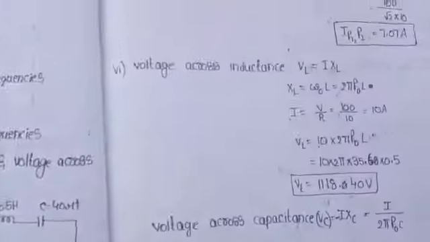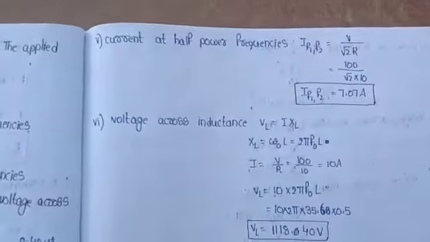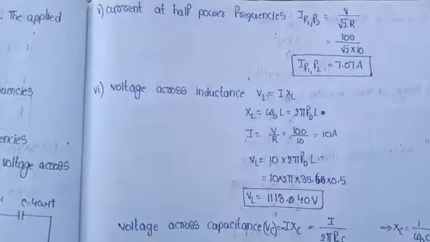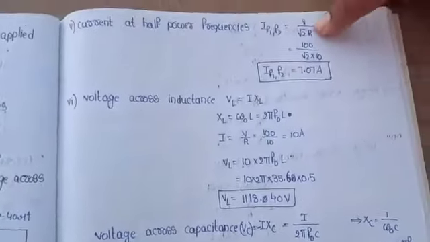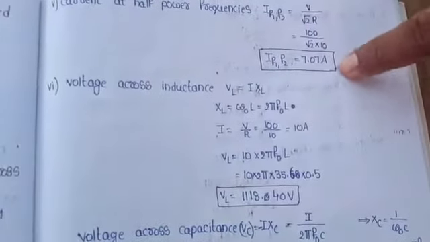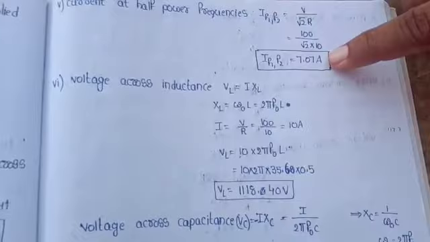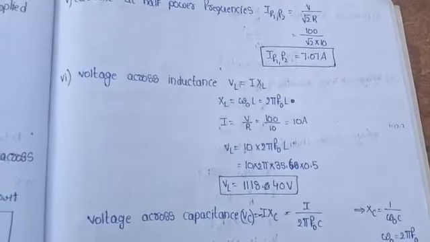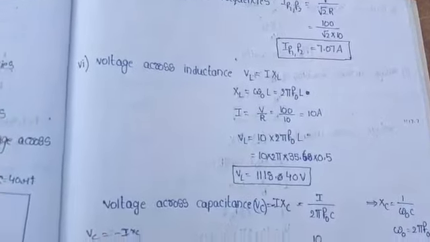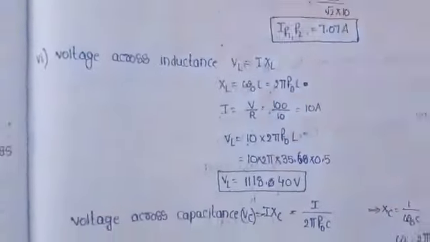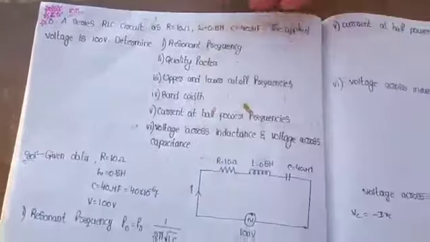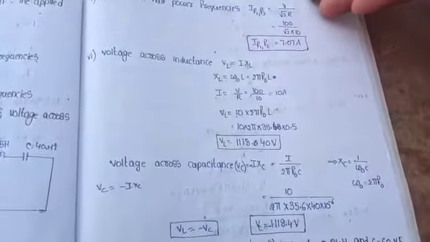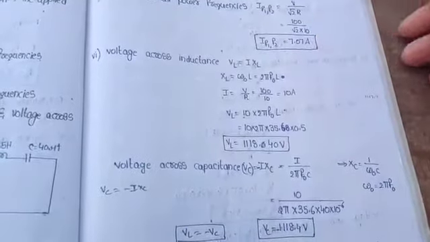Now the current at half power frequency. Current at half power frequency is nothing but V by root 2 R. V by Z, where Z at half power frequency is root 2 R. That's why V by root 2 R, 100 by root 2 into 10. So the current at half power frequency is 7.07. Already the current at half power frequency is 0.707 times the maximum current. 0.707 into 10, the given current I is equal to 10 amperes. So clearly 7.07. Otherwise, substituting in the formula, we get 7.07 amperes.